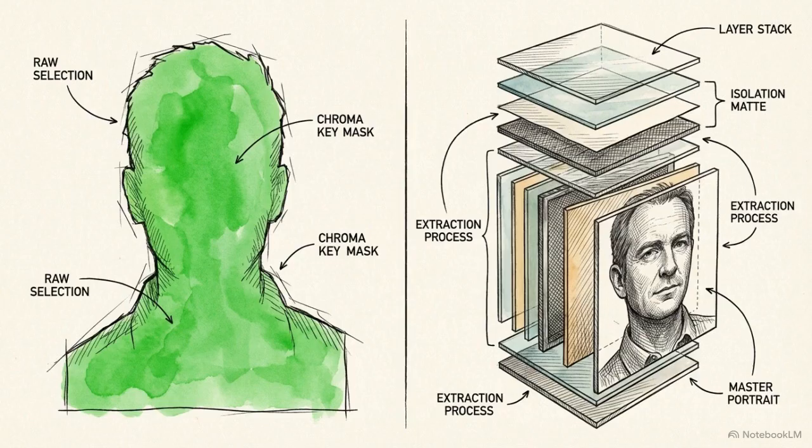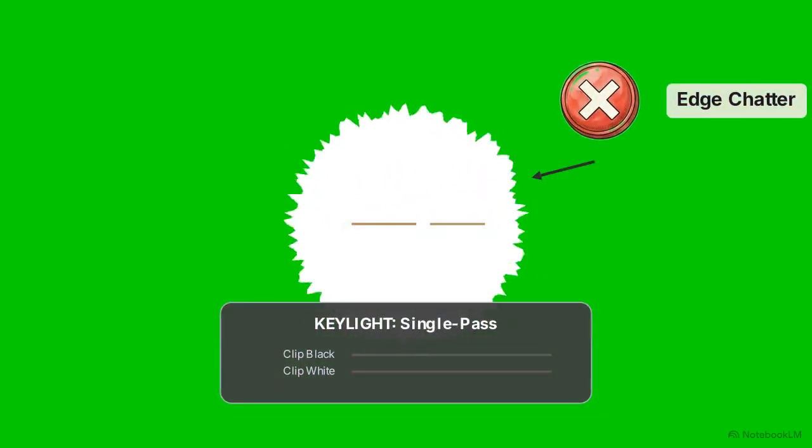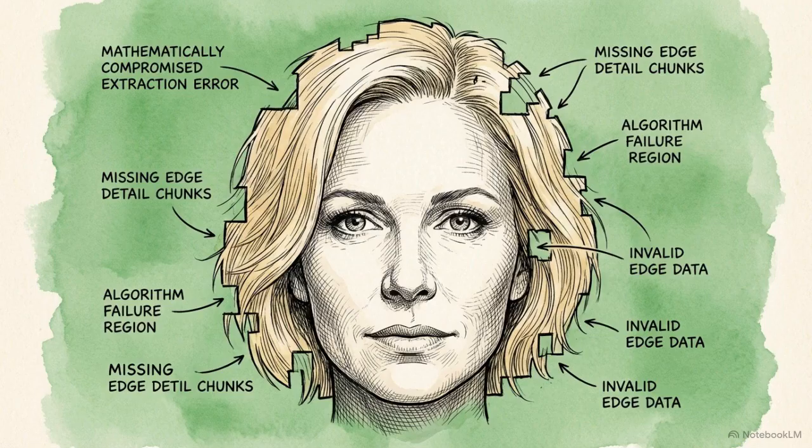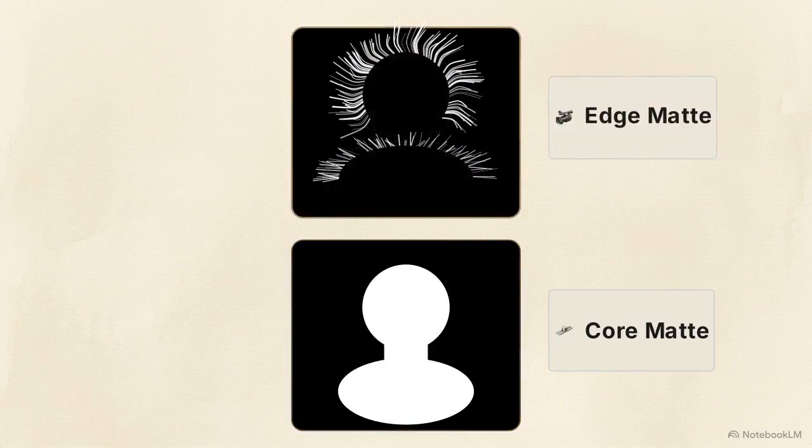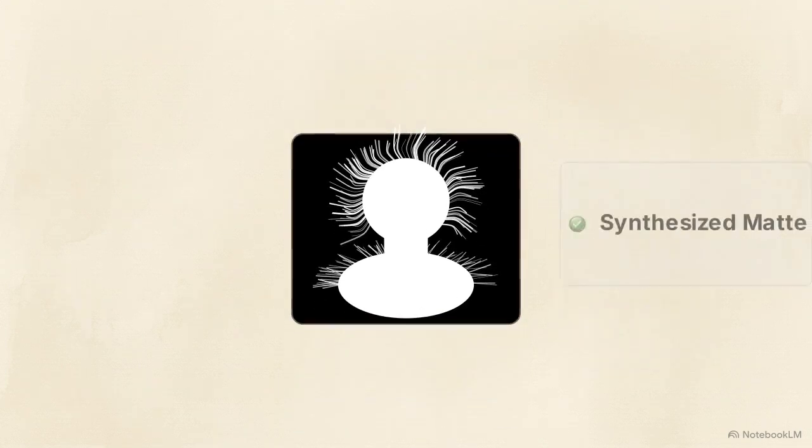Professional green screen extraction moves beyond the one-click Keylight workflow used by beginners. A single pass key forces a mathematical compromise. The aggressive settings needed to create a solid, opaque core for the subject inevitably destroy fine edge details like hair. The multi-pass extraction protocol solves this by separating footage into specialized layers. The core mat uses aggressive clipping to guarantee total opacity in the center. Conversely, the edge mat strictly preserves fine hair strands, leaving the center transparent.